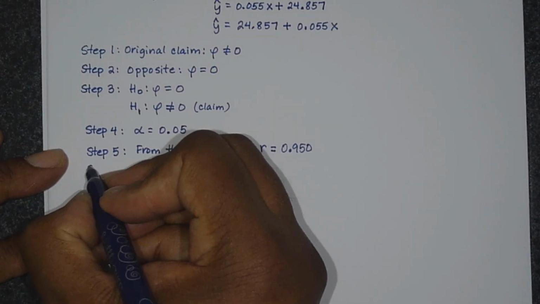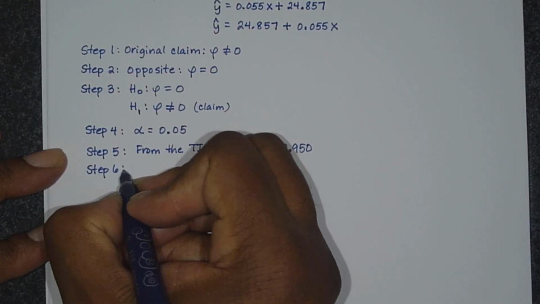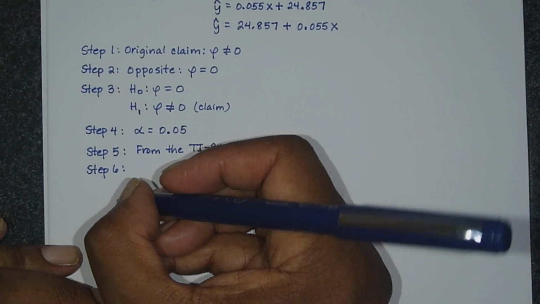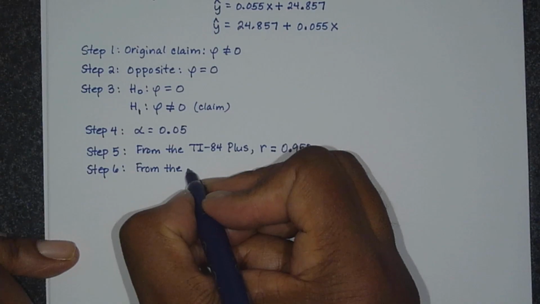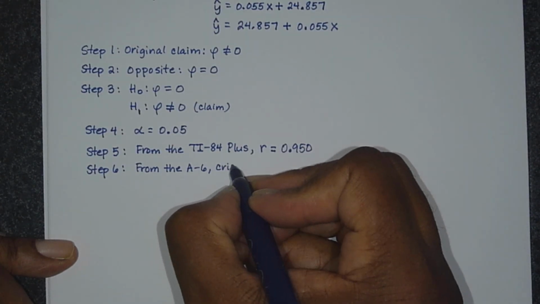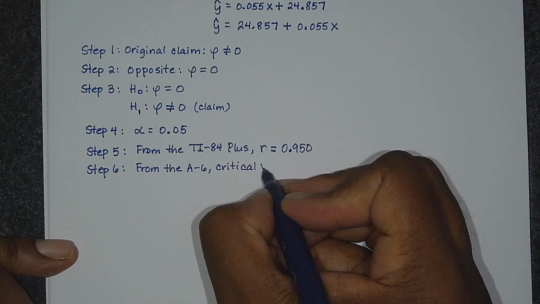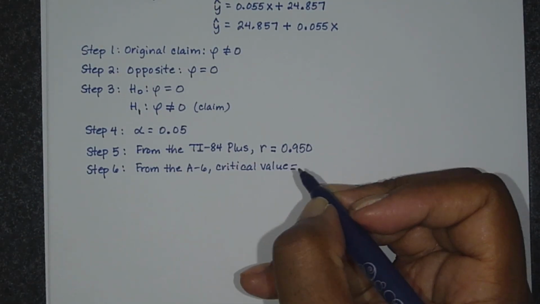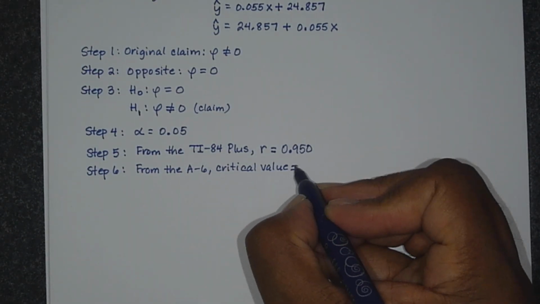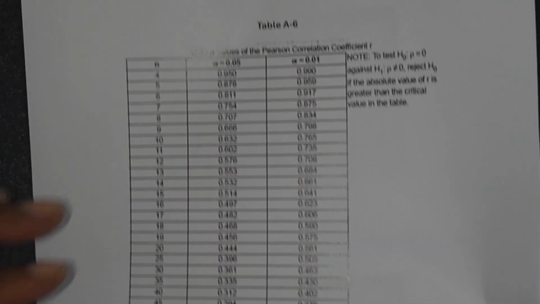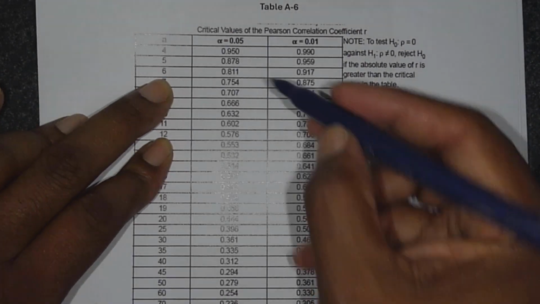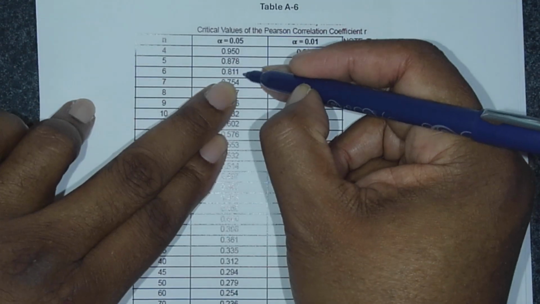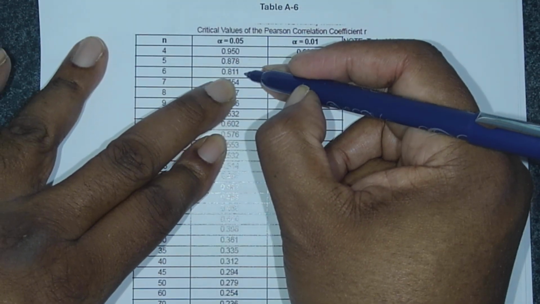Okay, now step number 6 is using that critical value approach that we used in problem number 4. So we're going to use table A-6 to get the critical value. So from that table, how many paired data do we have here? There's 6. This time, what's our level of significance? 0.05. So the critical value will have to be 0.811.